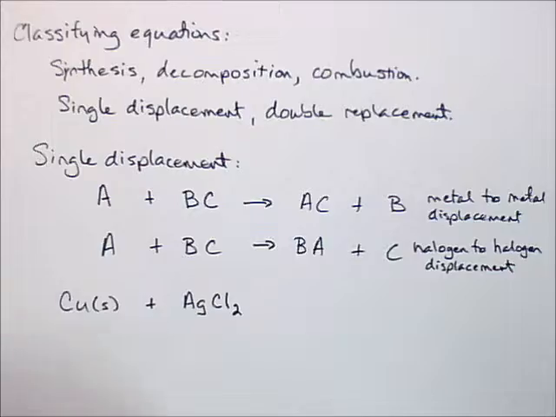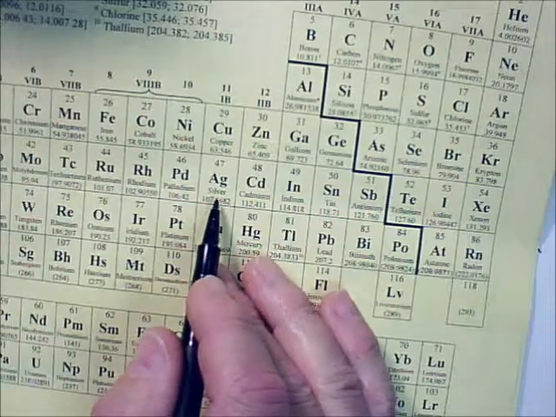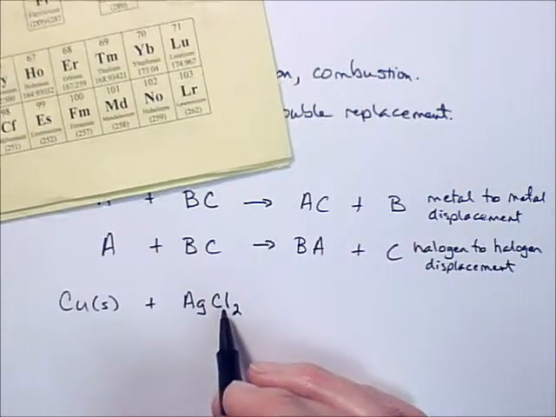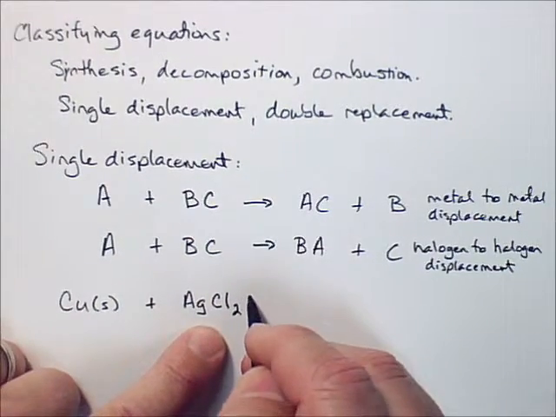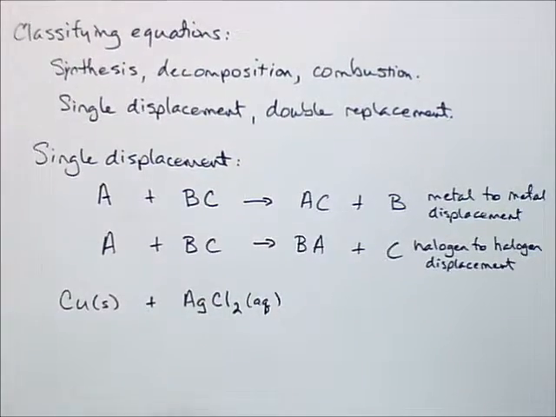Okay? So this is a metal ion. This is, if you don't know, look it up on the periodic table, silver. Okay? And it's bonded with chlorine. So this is silver chloride. And this is going to be dissolved in water, so it's aqueous.